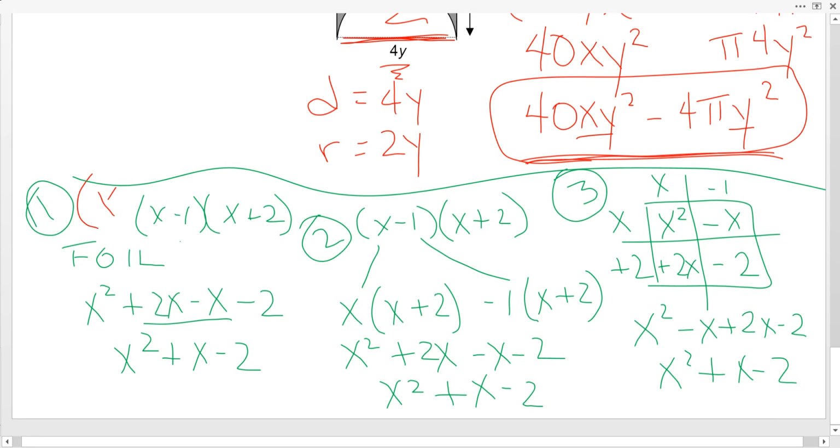I like number 2 best because I like to write it all out so I remember what I'm doing. Although sometimes I do FOIL if it's numbers that are small enough like that. If I get into x's, y's and stuff, I'll probably use number 2 because that's the one I'm most comfortable with.